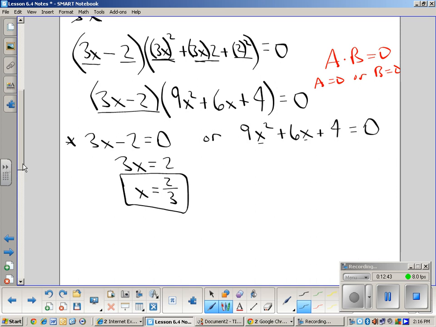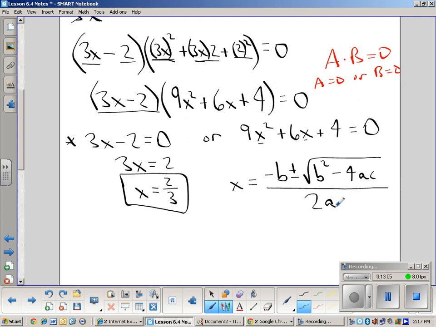What method did we use to solve quadratics when we couldn't factor? Quadratic formula. Isn't that the minus b? Yep. So the second part of this, we say x equals the opposite of b, plus or minus the square root of b squared minus 4ac, all over 2a.